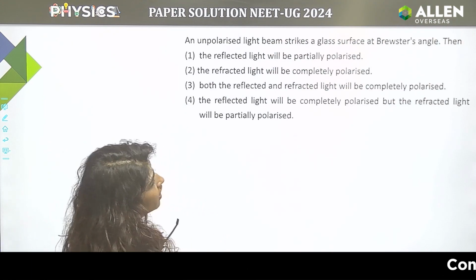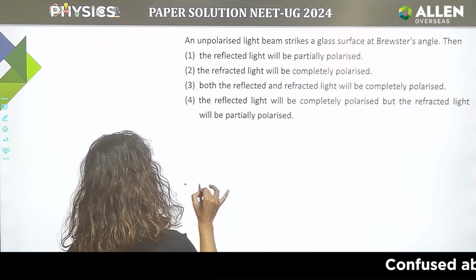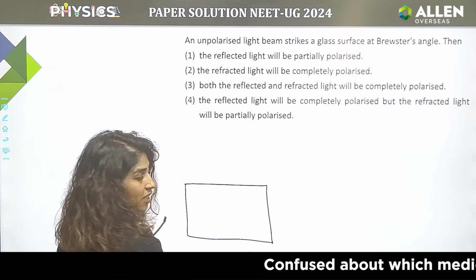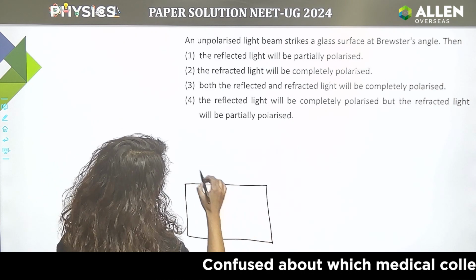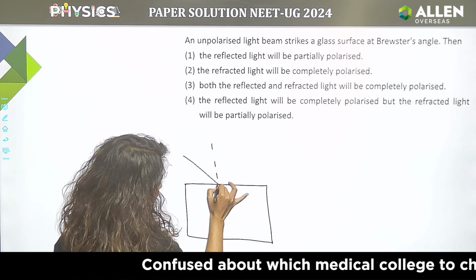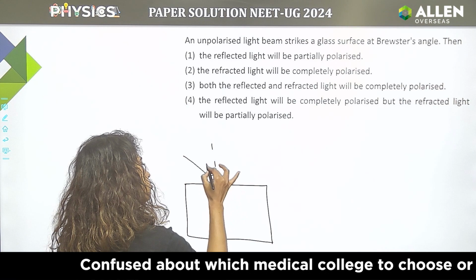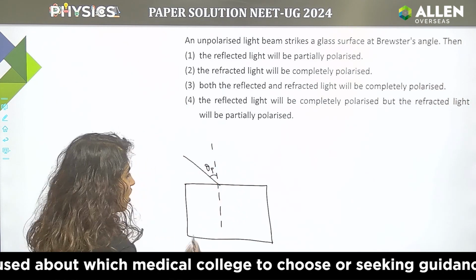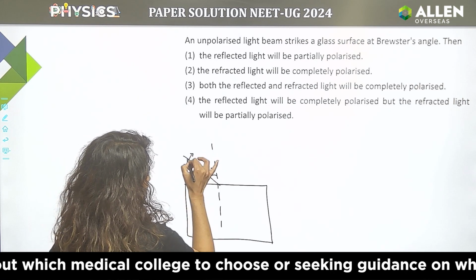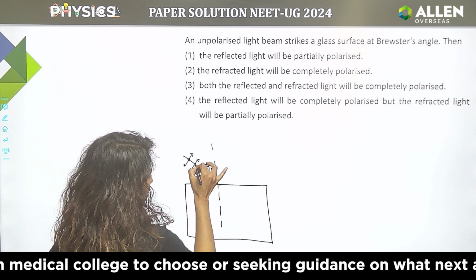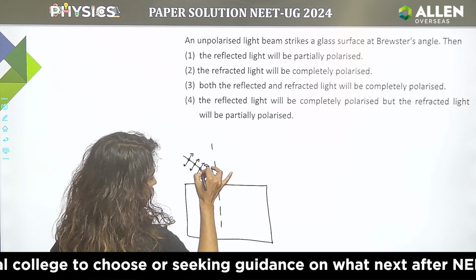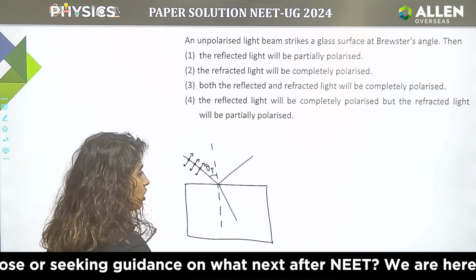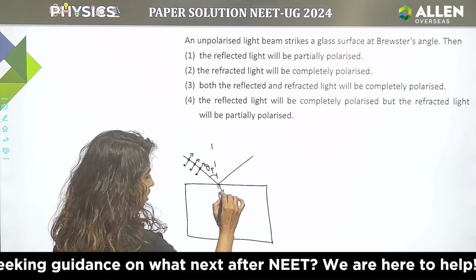Unpolarized beam of light is incident on a glass surface at Brewster's angle. So for this, let's see a diagram here. Say this is a glass slab and light is incident on it at Brewster's angle. What is going to happen? Both reflection and refraction take place. This is the unpolarized beam of light which is incident. So when an unpolarized beam of light is incident, you can draw the reflected ray and refracted ray.